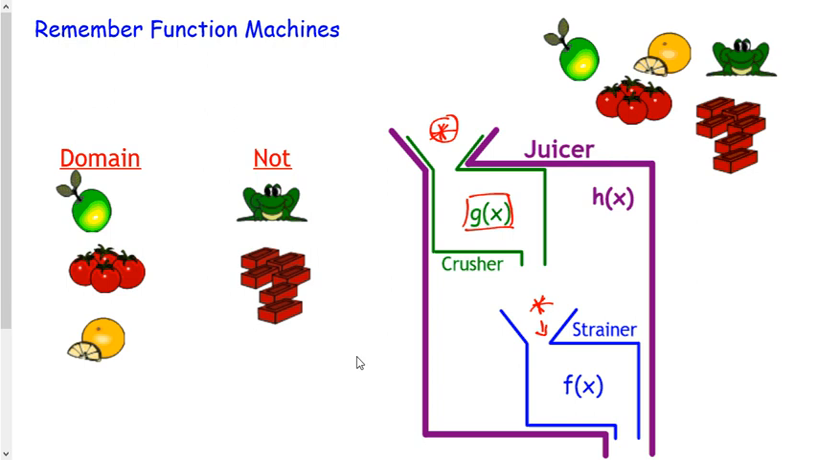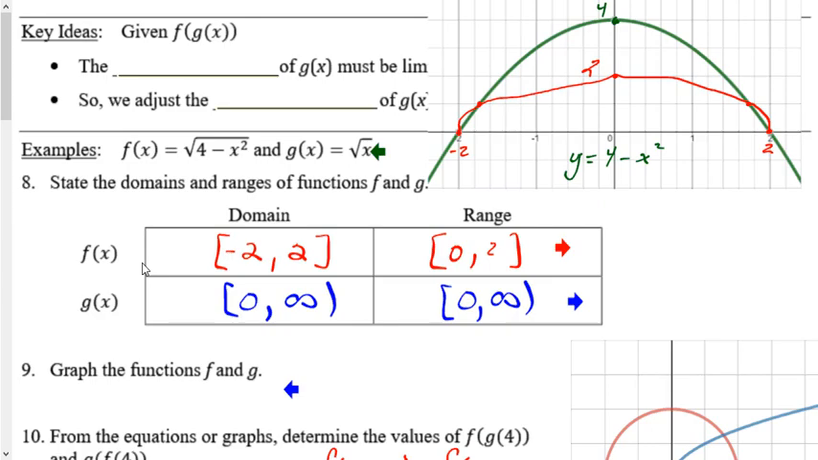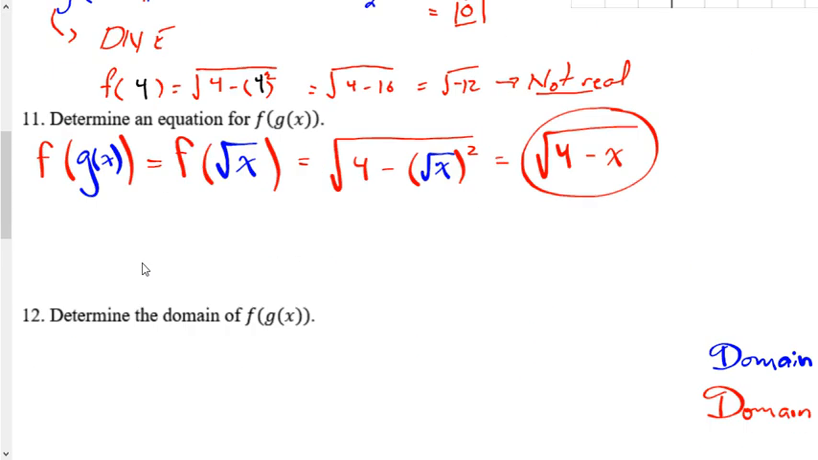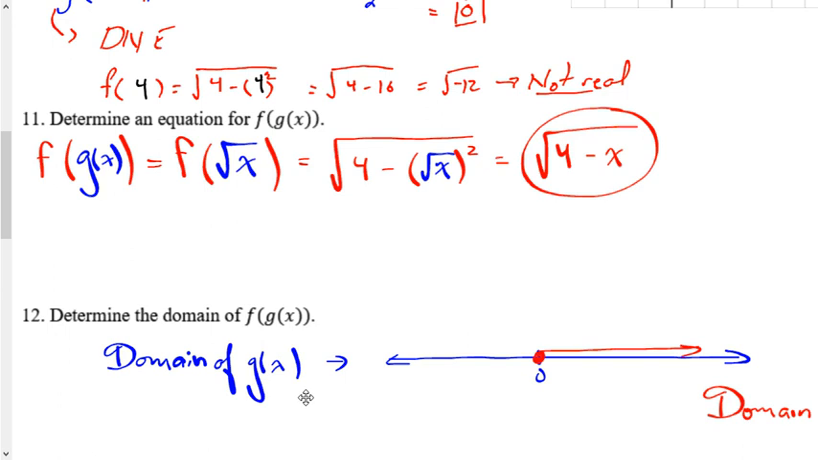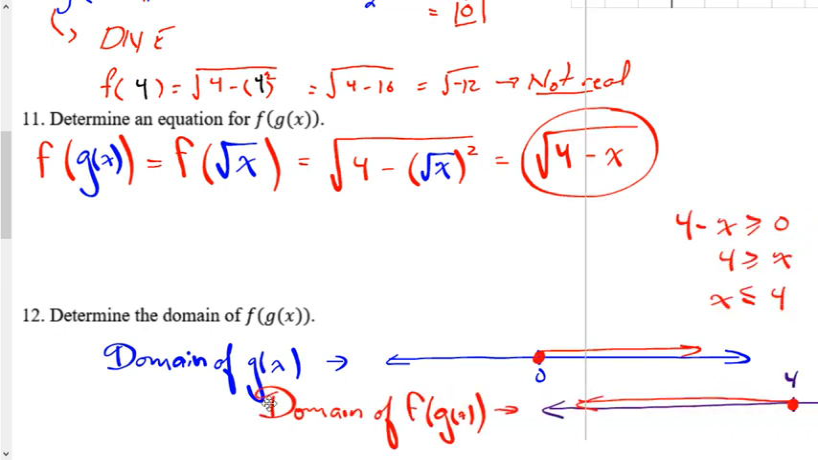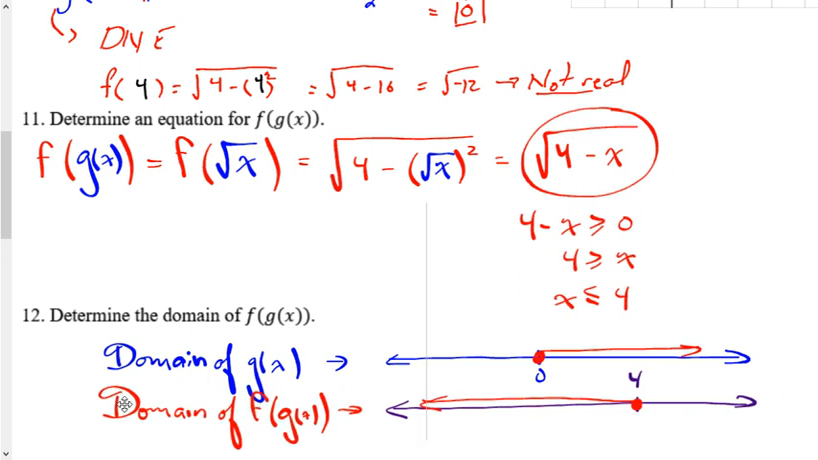So let's start with the g of x function. We already know its domain, and it was greater than or equal to 0 for our x values. Now if I look at this composition of functions, what's the domain for that composition of functions? Well, there we go. My radicand has to be greater than or equal to 0.